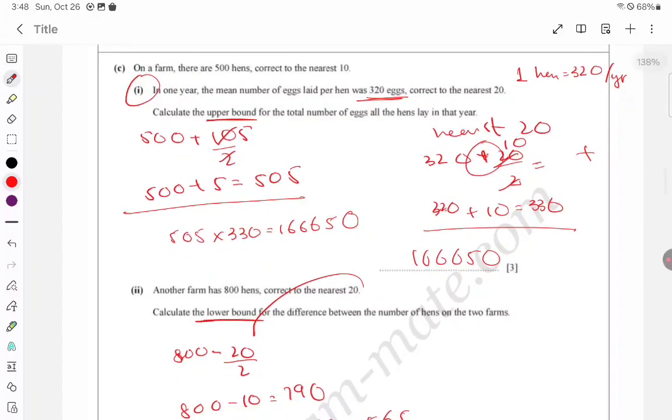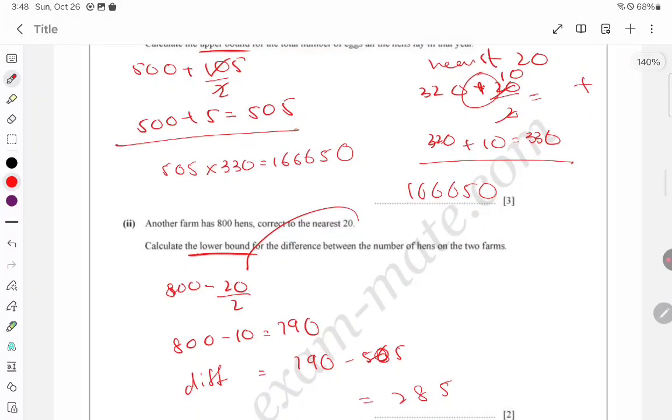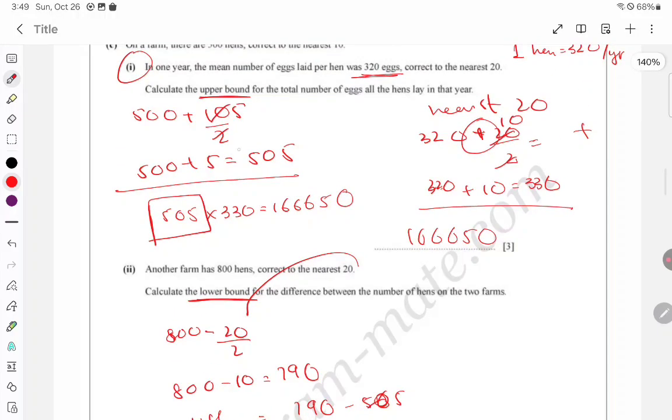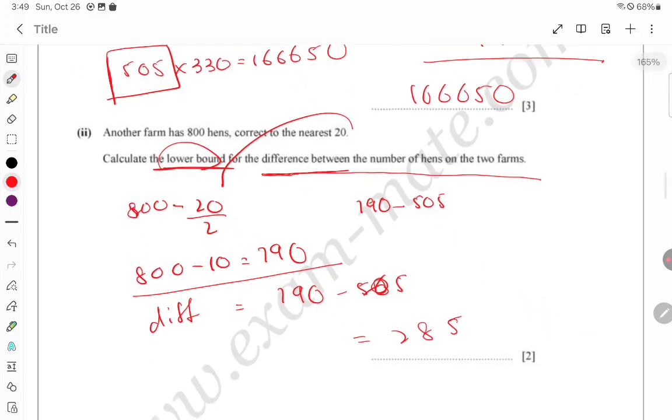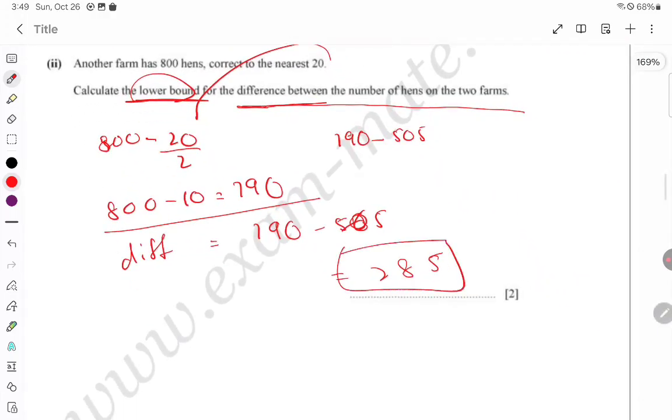So this is the 505, this is for the first farm, where we calculated the hens, and how we calculated the difference between the number of hens of the two farms. Again, we calculated 790 from the second one, which is for the lower bound, and the 505 for the upper bound of the first farm, and we subtract both and we get our value of the difference, 285.